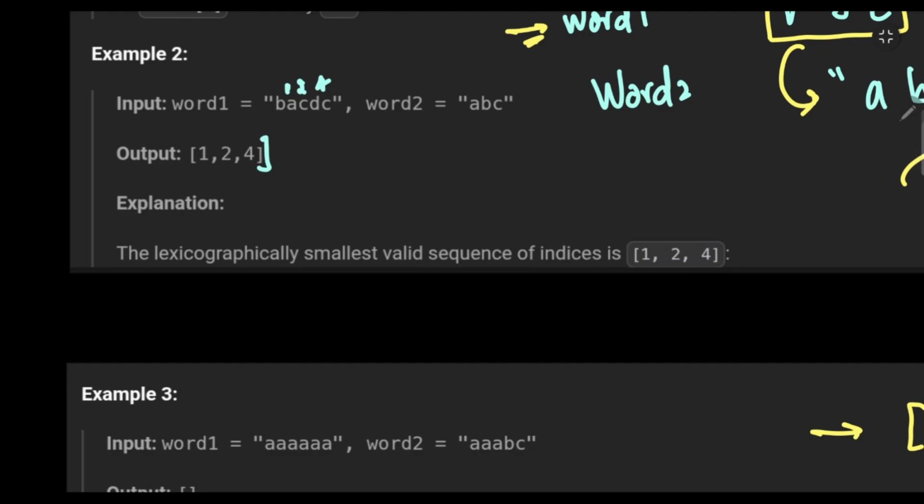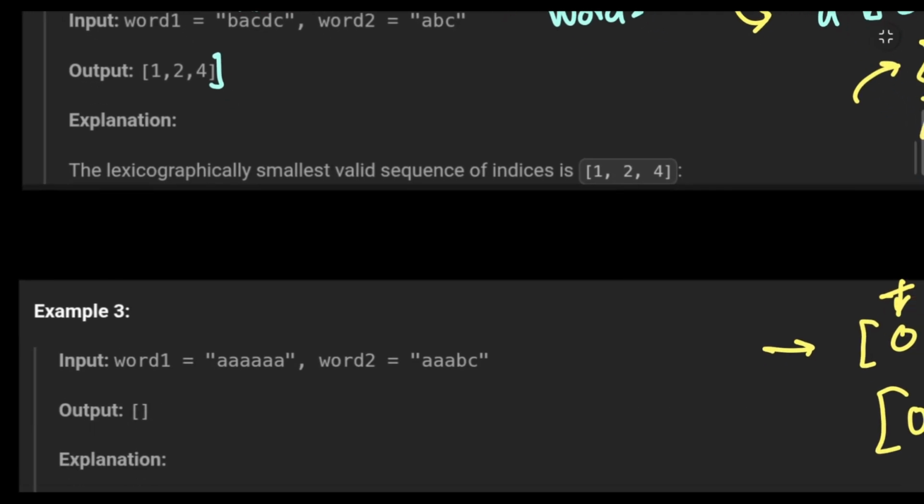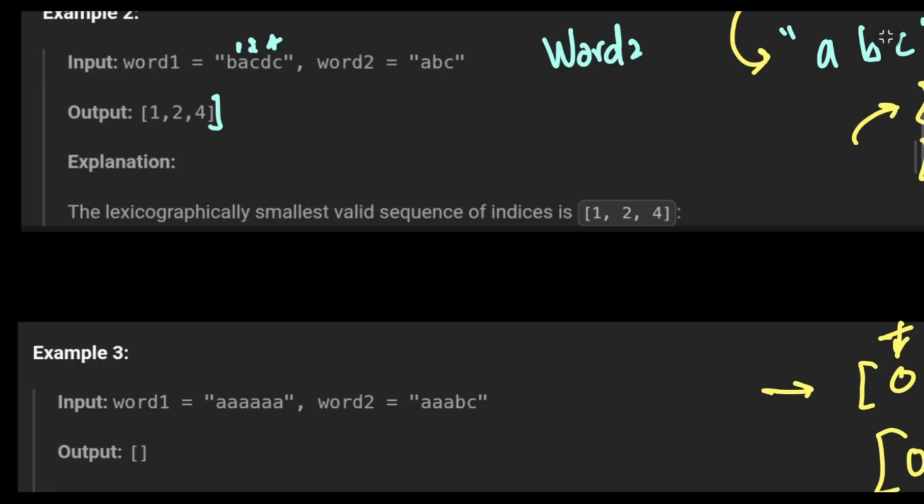Remember carefully that we need to return the lexicographically smallest valid sequence of indices. There may be multiple arrays of indices where the resulting string of the sequence is almost equal to word2, but we need to return the lexicographically smallest valid sequence. This is the important point over here.